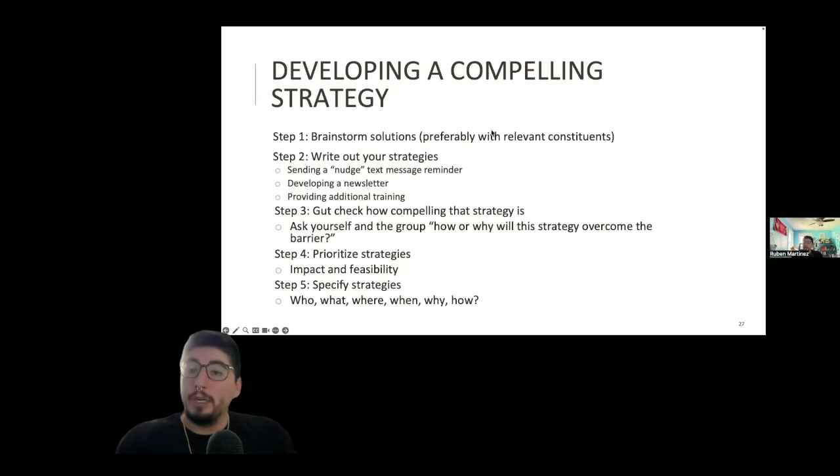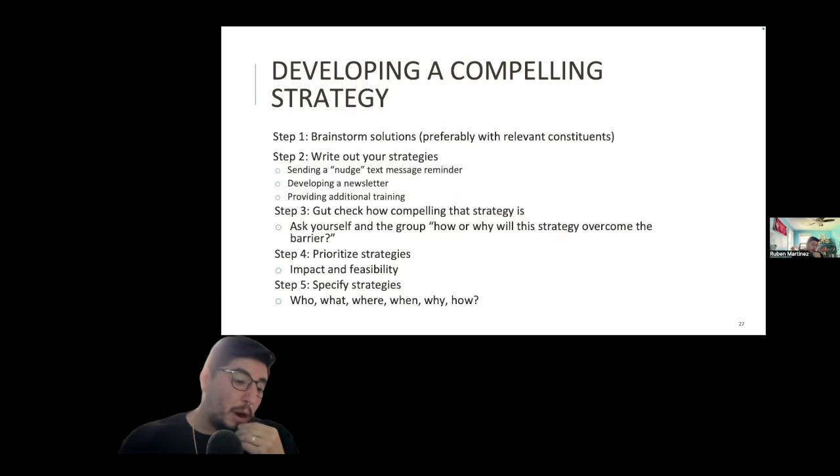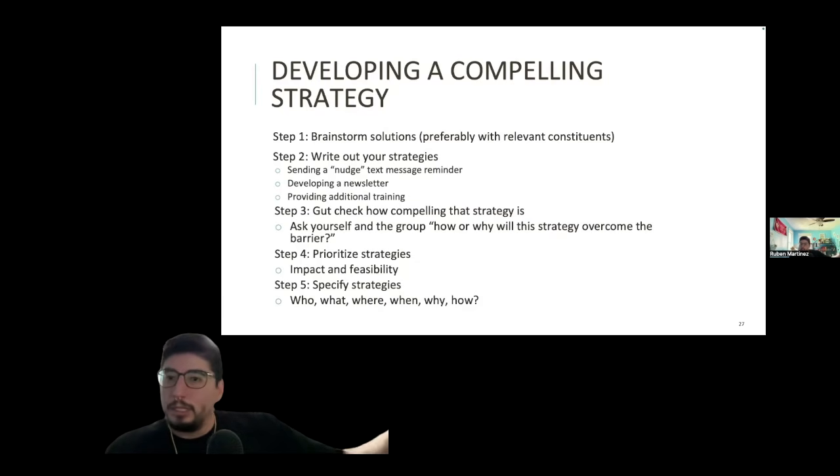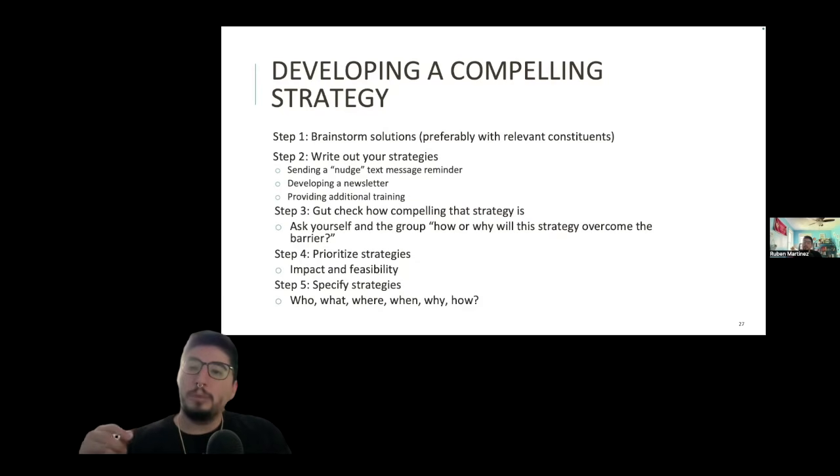So, this is our barrier, right? Our barrier is that our patients don't know about the thing, or our clinicians don't know about the thing. Brainstorm some solutions. You don't need to use the ERIC language. Again, that's just like a menu, but really brainstorm some solutions. Write out those strategies. So something like sending a nudge or text message reminder, developing a newsletter, providing additional training, and then gut check how compelling that strategy is.